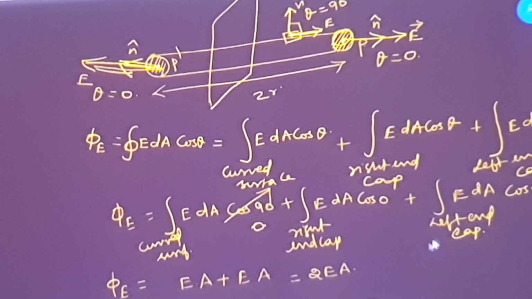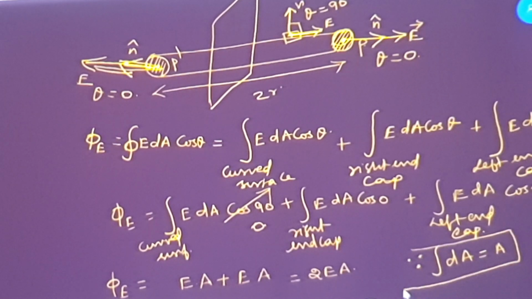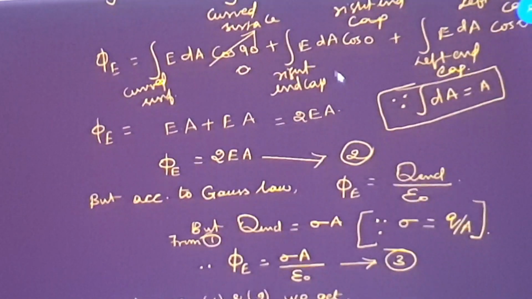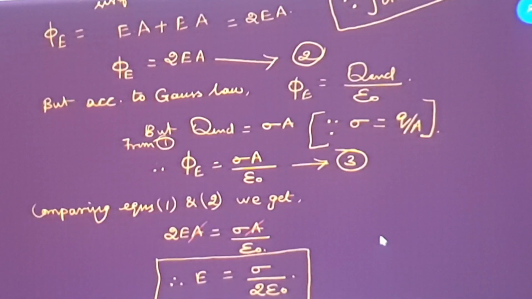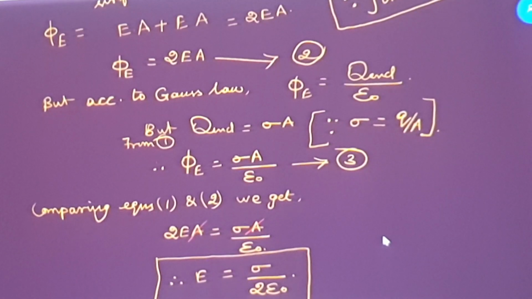Here I can write, since the integral of dA is the total surface area of the Gaussian surface, I am writing the integral of dA as EA plus EA, which is equal to 2EA. So I am rewriting that equation again and writing it as phi E is equal to 2EA, and I am representing it as equation number 2.